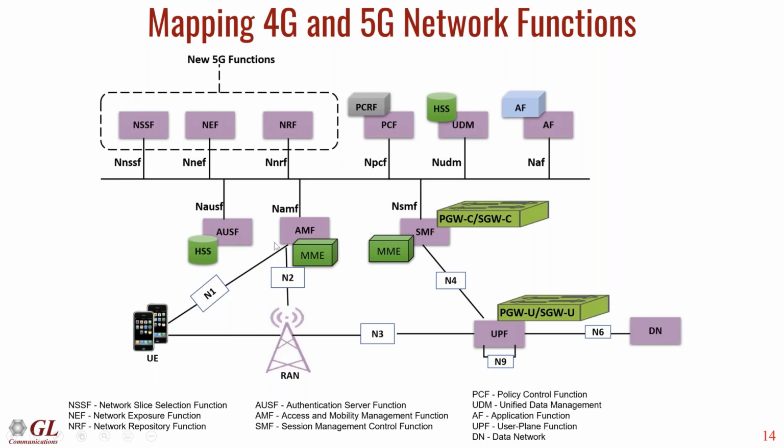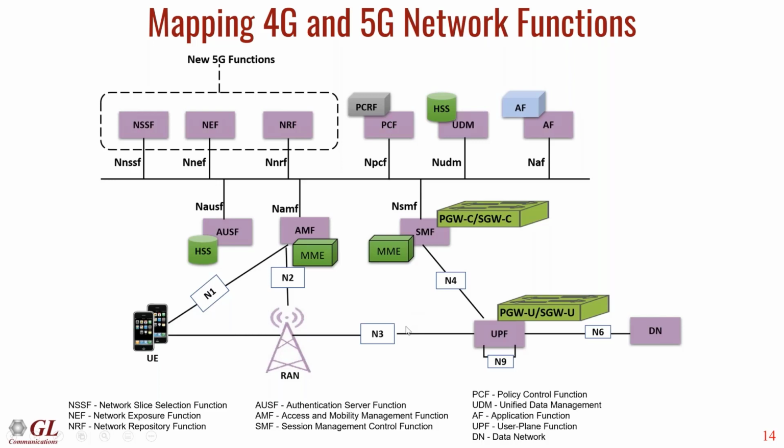And on the gateway side, the PDN gateway has been separated into SMF and UPF. The SMF handles the control plane functions like UE IP address assignment and UPF selection. And the UPF handles packet routing, quality of service enforcement, and charging functionality. So it reports the data usage back to the SMF.